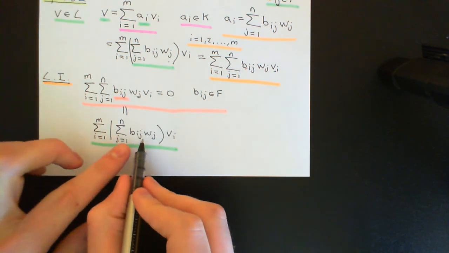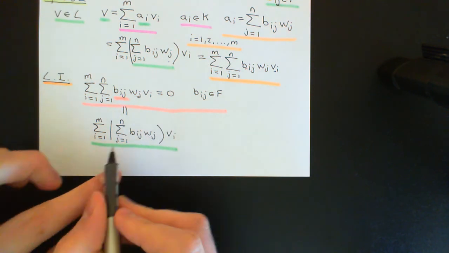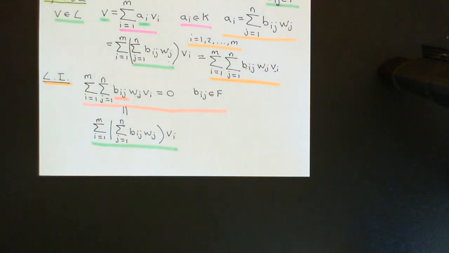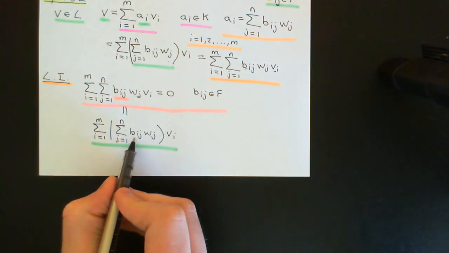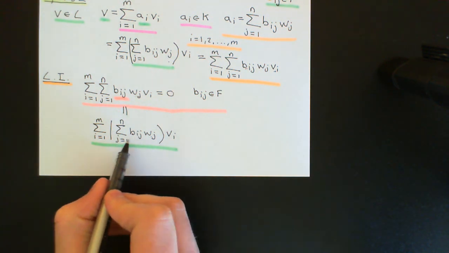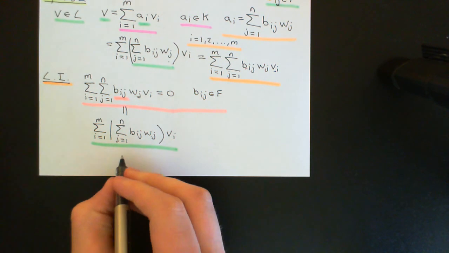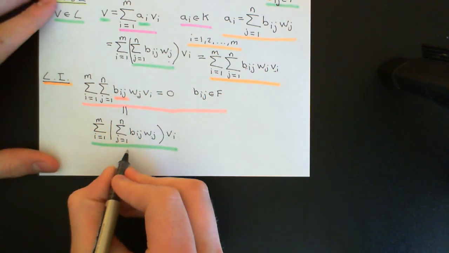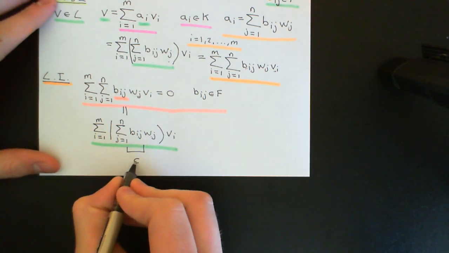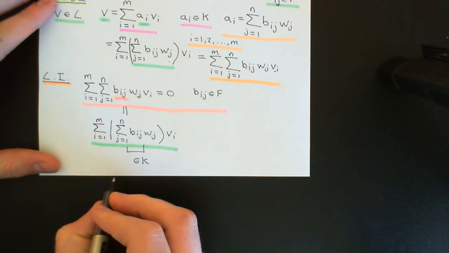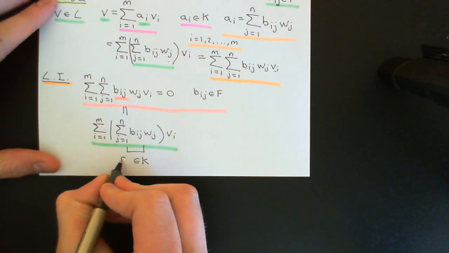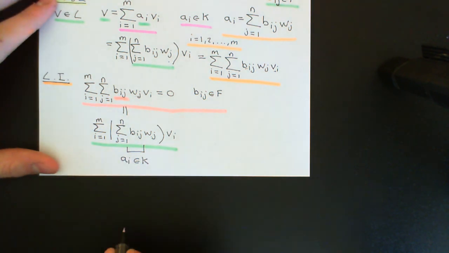Okay, now, because these wj's are, of course, the basis vectors for K viewed as a vector space over F, and because these bij's are elements of F, this is just a linear combination of those basis vectors, so I can conclude that these things here are elements of the intermediate field K. And I might as well now start calling them ai's.